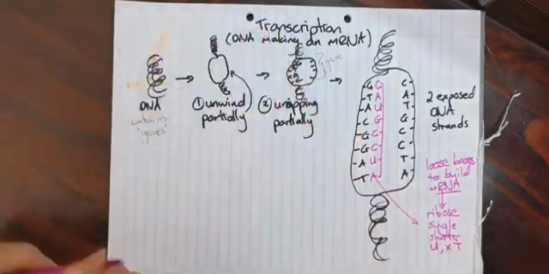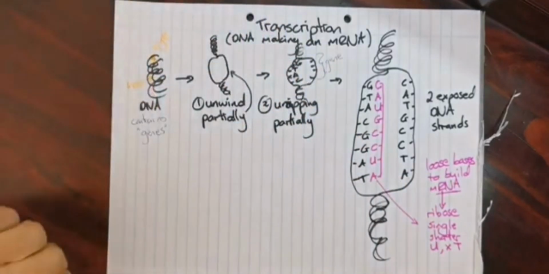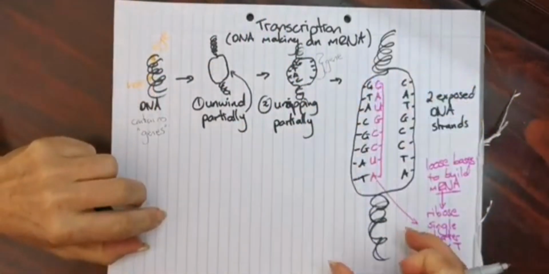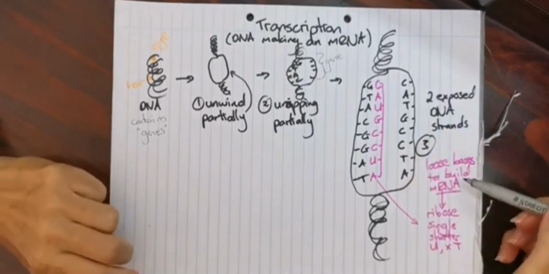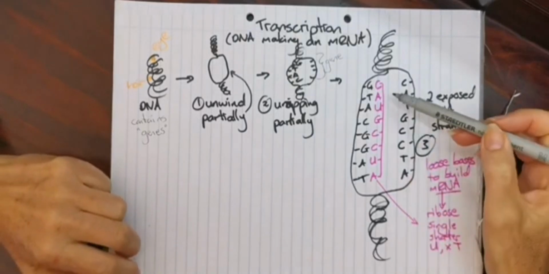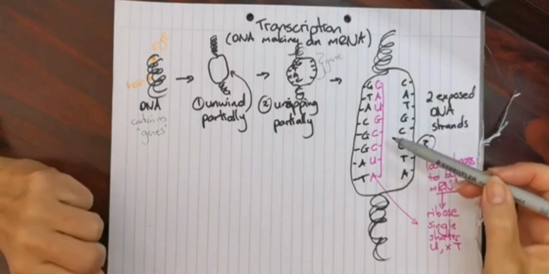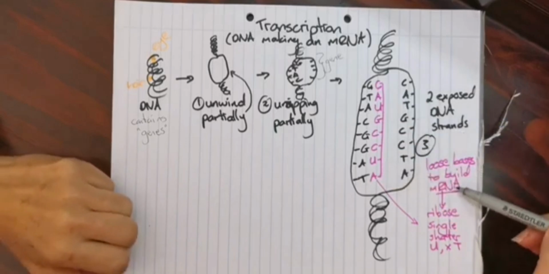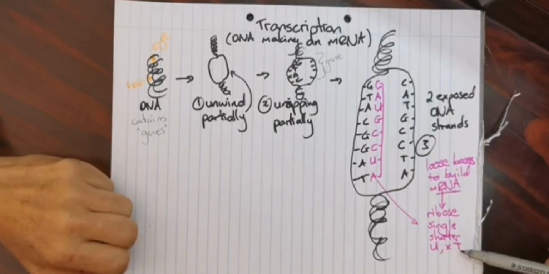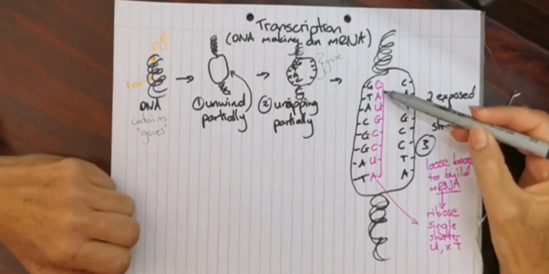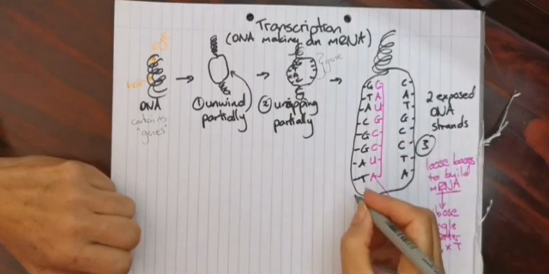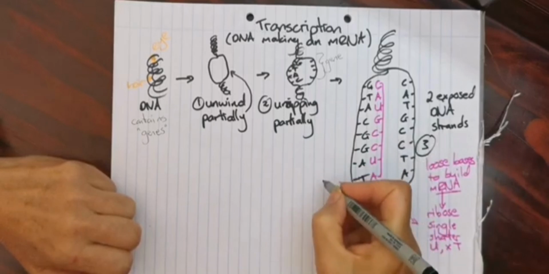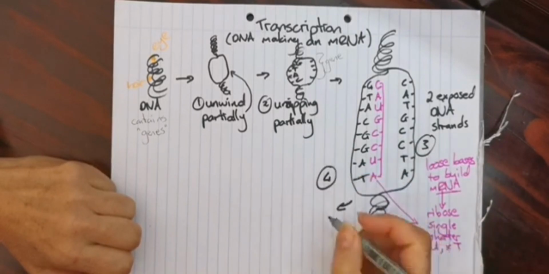This, what I've drawn over here, is step 3, where you have loose bases building an mRNA strand. They're assembled this way. But always keep in mind, because it's an RNA, you'll have U's instead of T's. As soon as that strand has formed, it will detach. In other words, that is what happens at step 4.